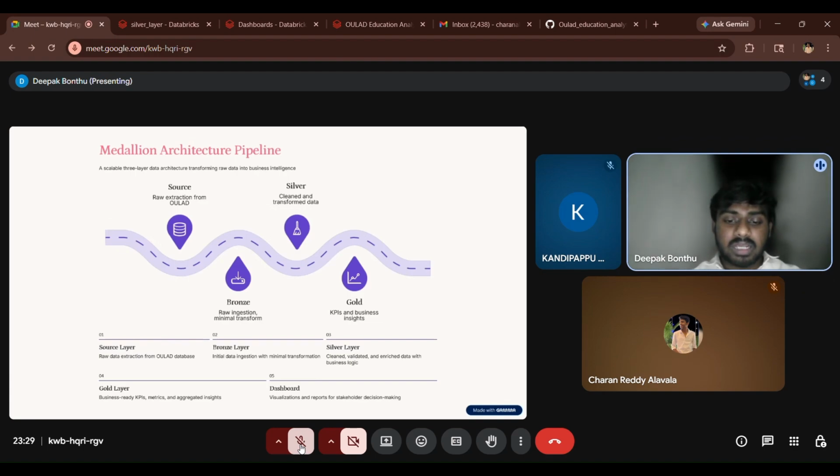Our project follows the Medallion architecture, which is a modern data engineering approach for building scalable data pipelines. It consists of three layers: bronze, raw data; silver, cleaned and transformed data; and gold, business-level insights. Each layer plays a key role in transforming data step by step into meaningful insights.